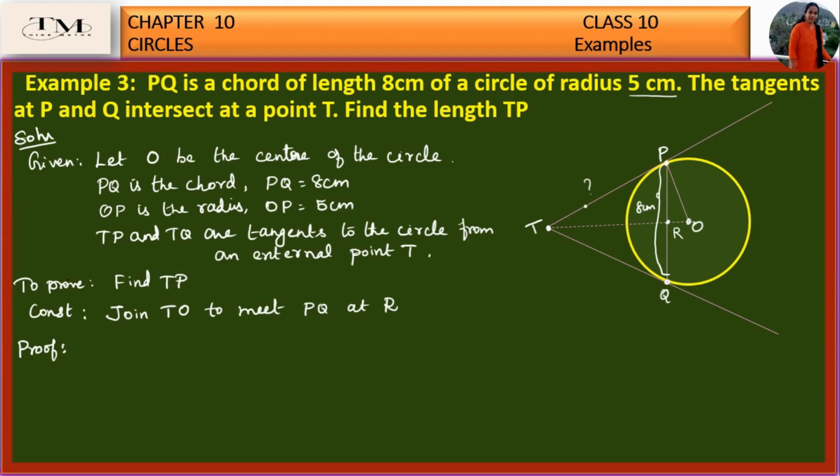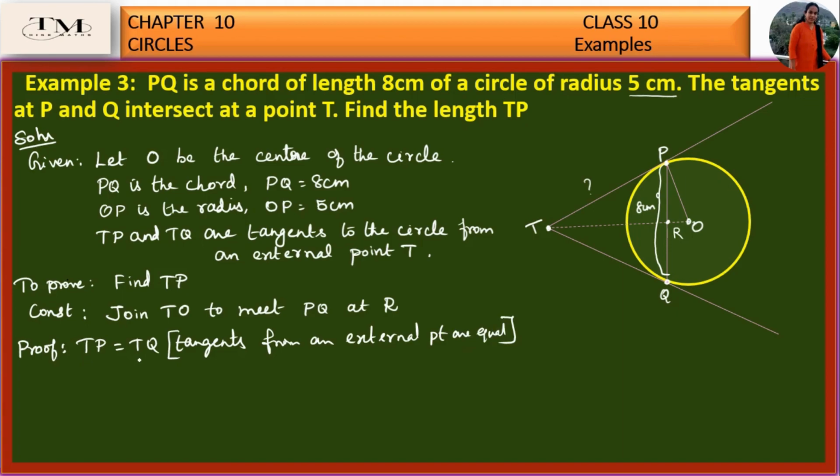Okay. Now we have TP and TQ are tangents. So we know that tangents from an external point are equal. So TP will be equal to TQ. The reason is tangents from an external point are equal. Okay, so this is theorem 10.2.